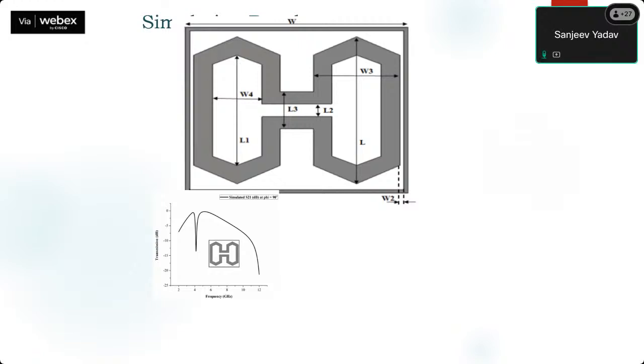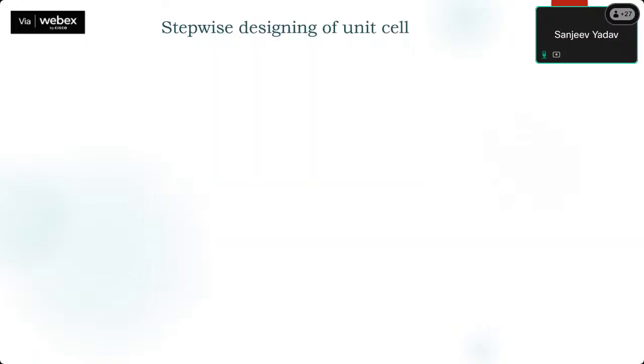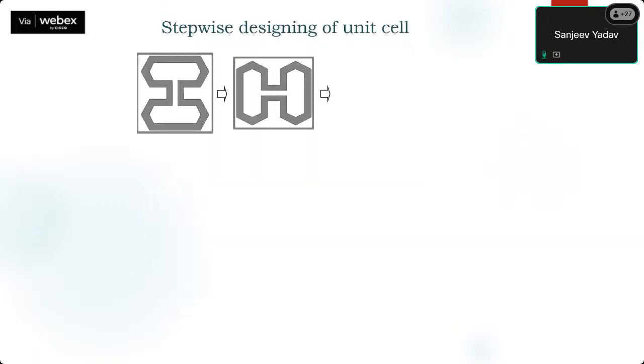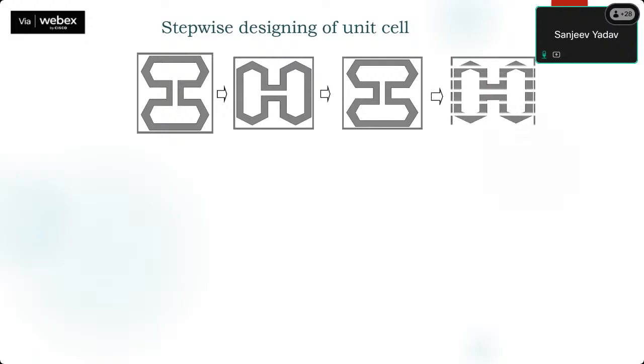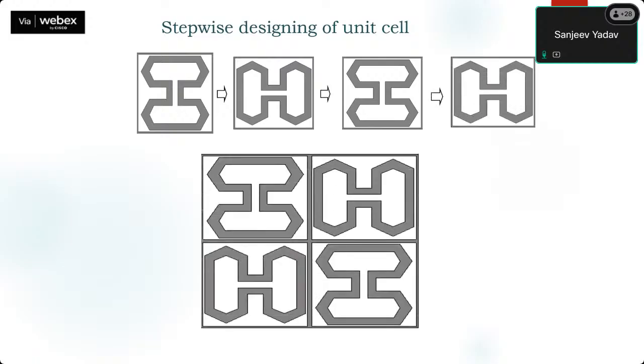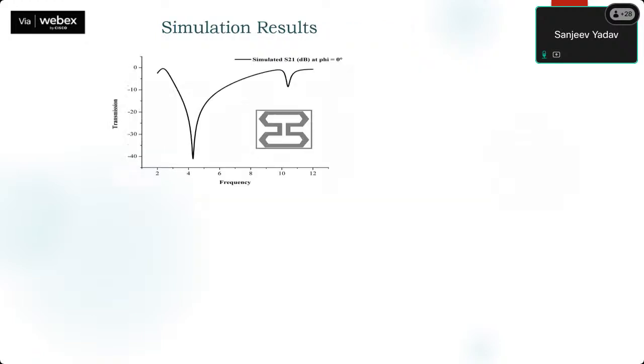So we have proposed the combination of H and I, like this one. H, that I being rotated 90 degrees becomes H, again rotated 90, I and H. And we have combined this structure to make one unit cell. Now this complete structure is a single unit cell. Now by rotating 90 degrees, again it looks the same. So this is the final proposed structure.